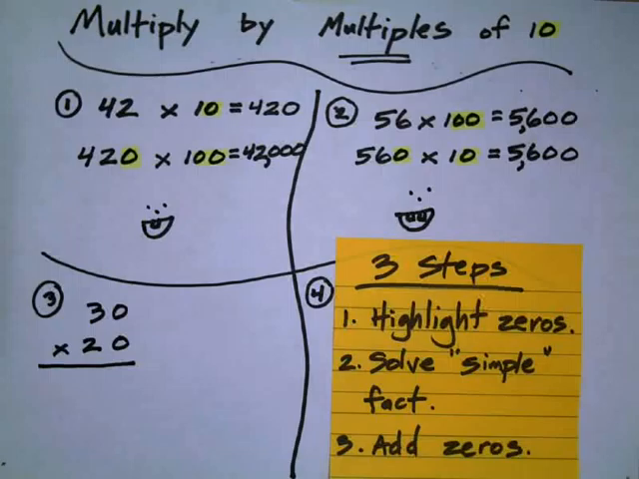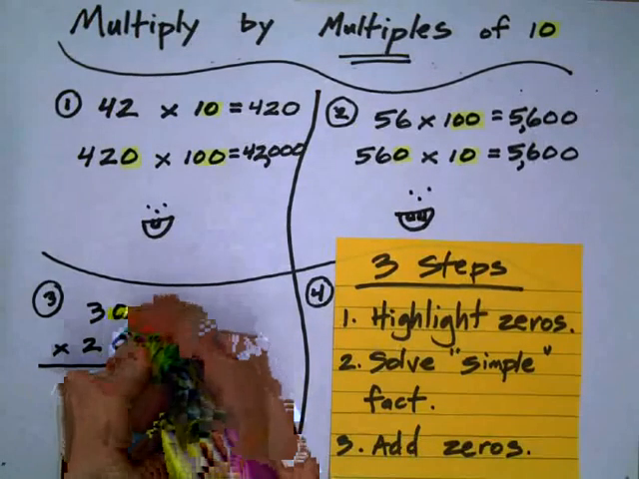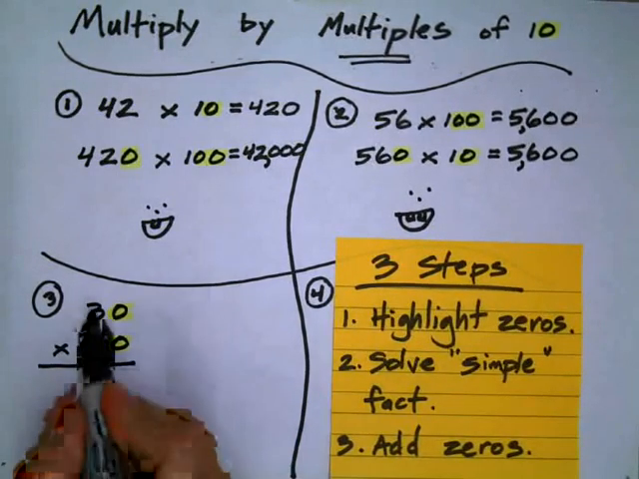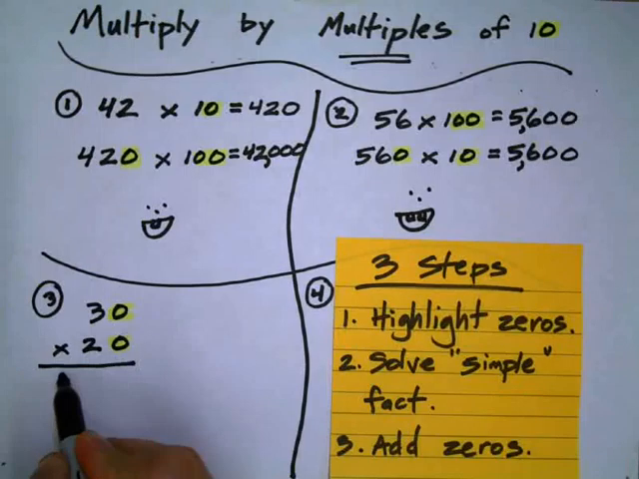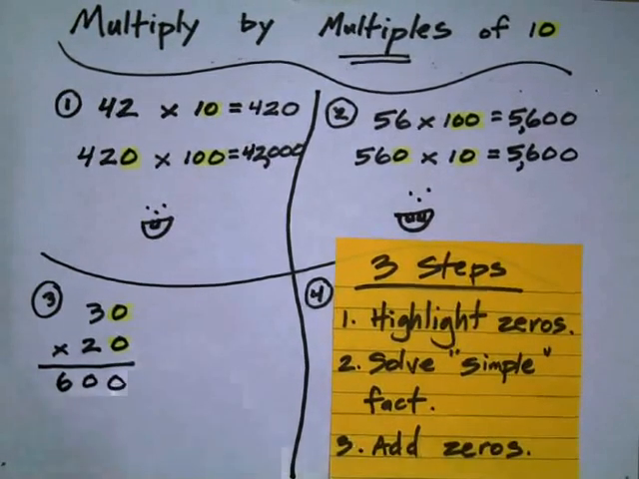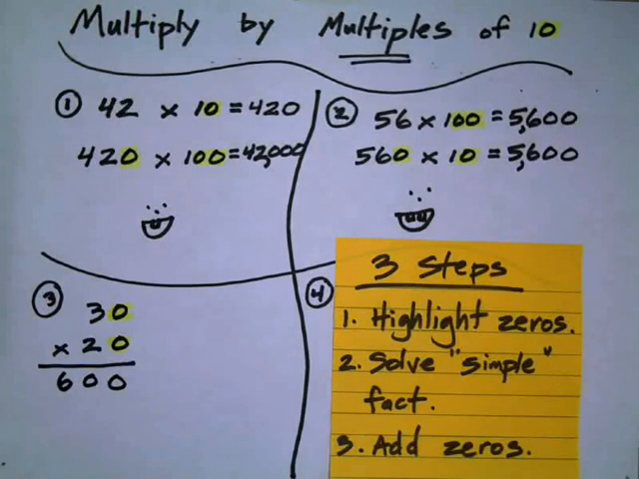Sometimes this causes a little stress before we learn how to multiply in the way many of you would do this at home, but we'll still stick with our strategy since we have multiples of 10. Highlight our 0. Solve the simple fact. In this case, 3 times 2 is 6. Bring down the zeros, and we get 600 for our answer.